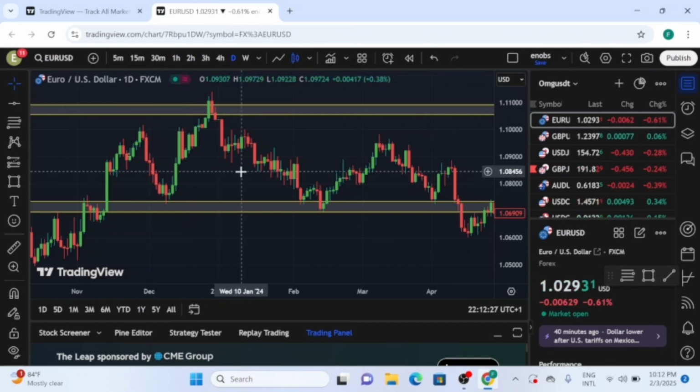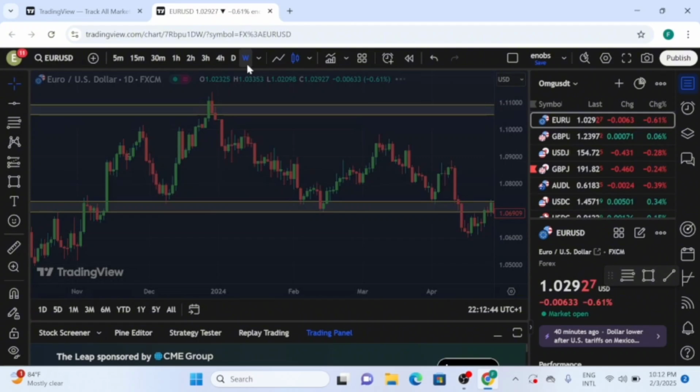So I go to truth number four. Truth number four, the real truth number four about support and resistance. Now take note of this. The higher the time frame, the stronger the support and resistance level. What do I mean by that?